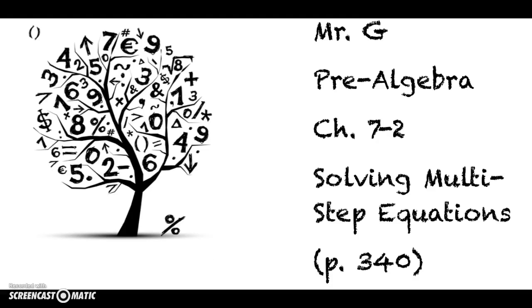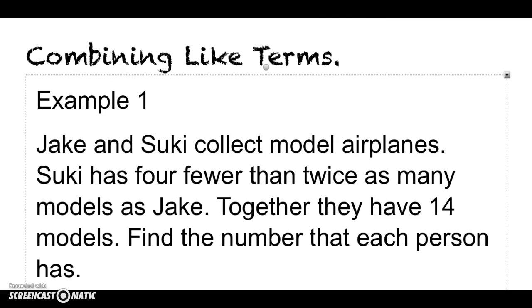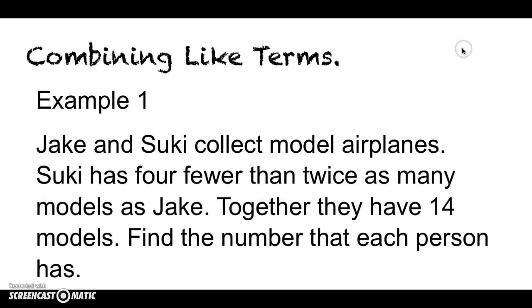Pre-algebra, Chapter 7, Section 2, solving multi-step equations. This information can be found on page 340 of your pre-algebra textbook. All right, let's dive in. We're going to be following along with the two examples found in your book. They both have to deal with combining like terms.